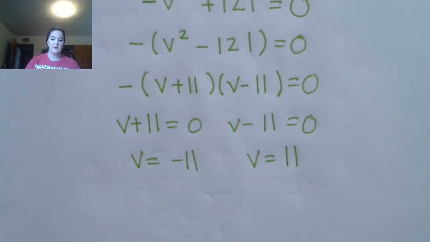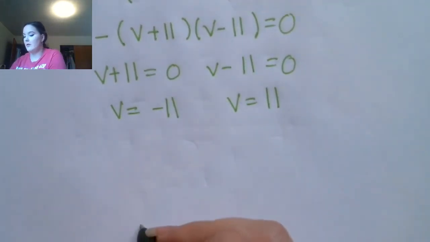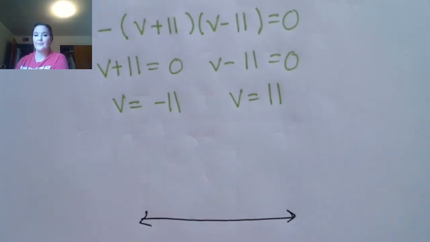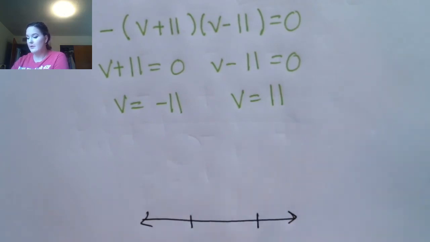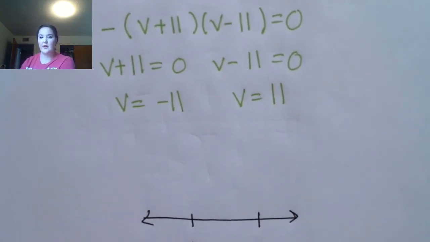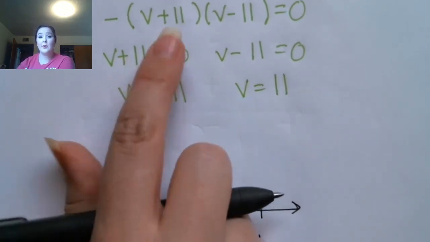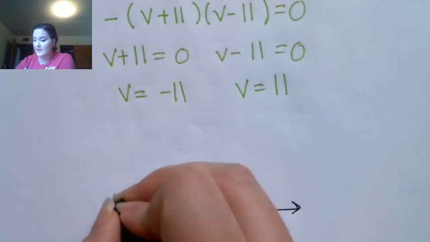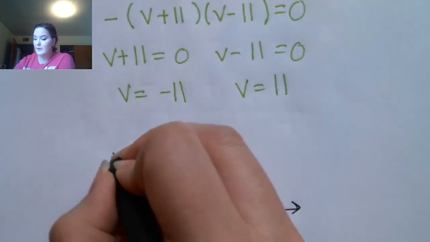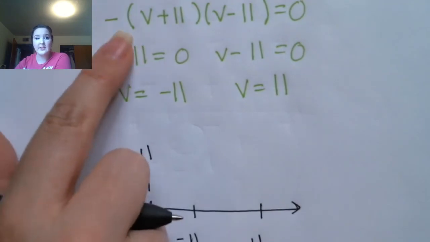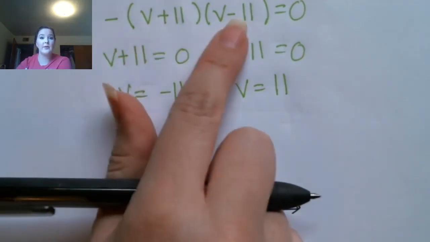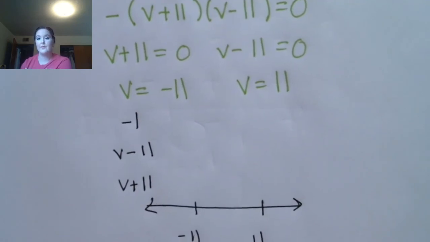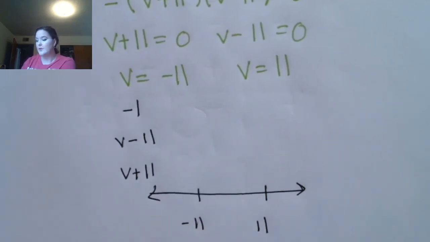Okay, so now I'm going to make my sign chart. Okay, I'm going to mark my two numbers, negative 11 and positive 11. Okay, and then I'm going to put my factors on the side. Okay, now it is important to include all of your factors. So yes, v plus 11, yes, v minus 11, but also this negative 1 is definitely going to have an impact. So we want to put our negative 1 too. So don't forget about this. That is one of your three factors. Okay. All right.